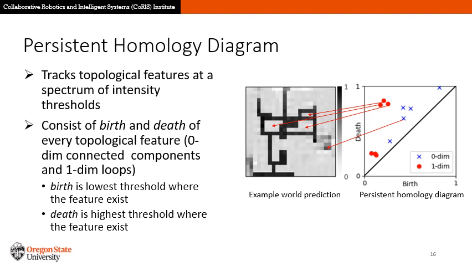One can threshold the left image and count the number of loops, but this won't provide how important a particular structure is. Persistent homology thresholds the predicted image at a spectrum of intensity thresholds and computes the birth and death threshold of each structure.